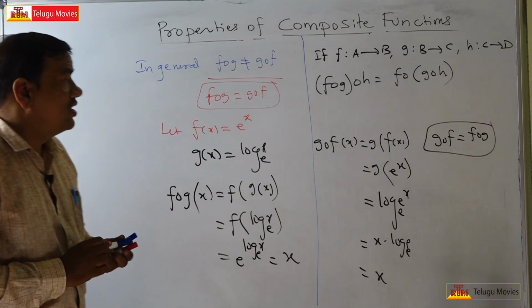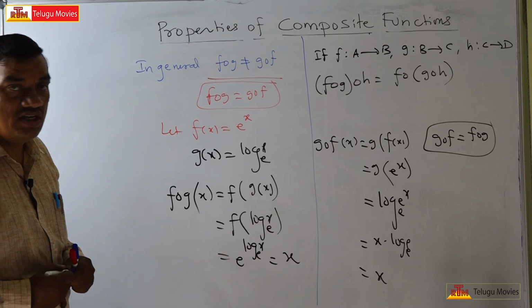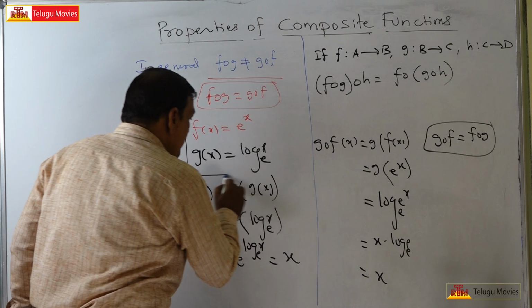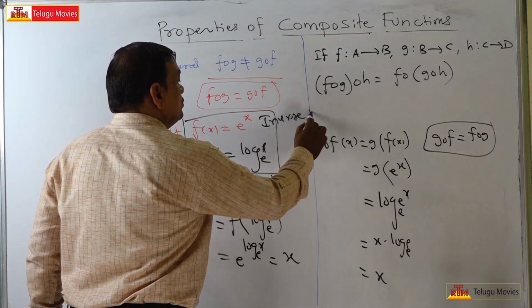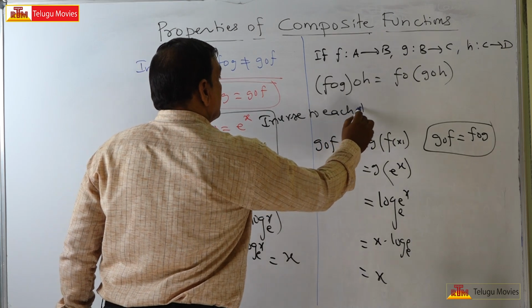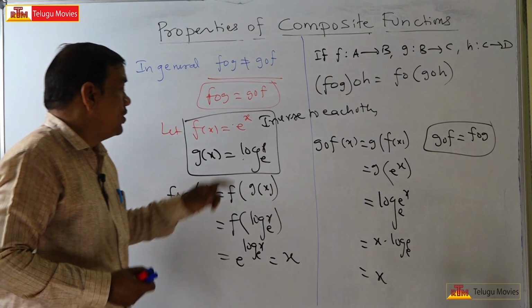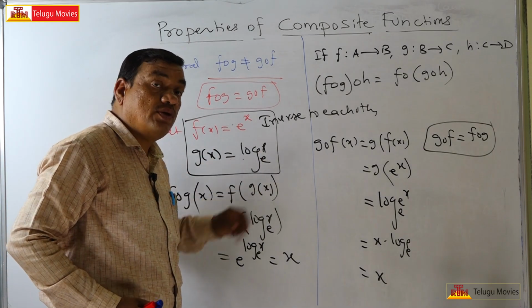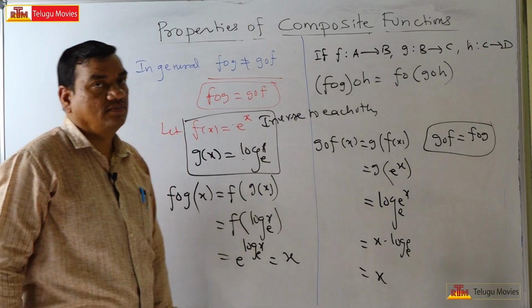Understand? If you observe, when f circle g is equal to g circle f is possible, it means these two functions are inverse to each other. So the inverse of e power x is log x to the base e, and the inverse of log x to the base e is e power x.